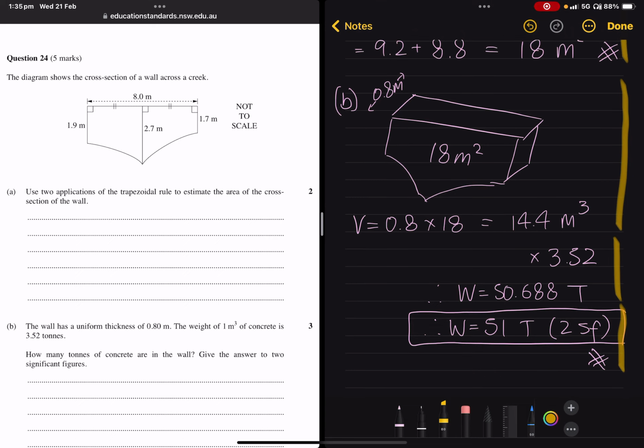So this is how you get the 3 marks, and this is how you do question 24 from the 2023 paper.